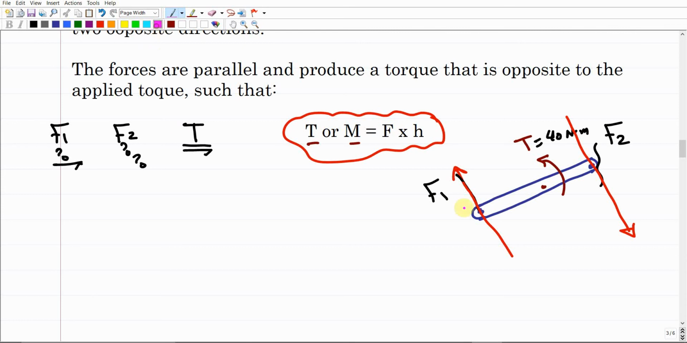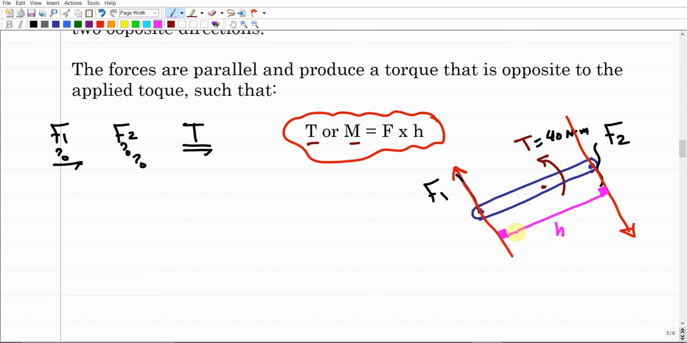What is H? If you draw a line that is perpendicular to either one of them, it should definitely be perpendicular to the other one. If you draw a line that is perpendicular to F2, definitely it's going to be perpendicular to F1. Why? Because these two forces are parallel, right? So this distance that you measure is going to give us H.